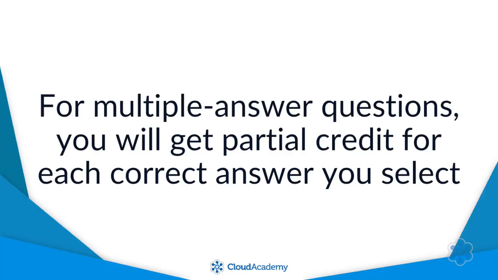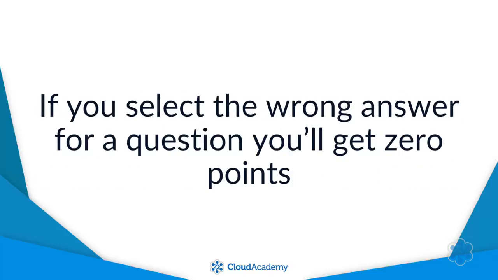The questions will be a combination of multiple choice, multiple response, and true-false questions. For multiple answer questions, you will get partial credit for each correct answer you select. For example, if a question has 2 correct answers, you'll receive half of a point if you only select one of the correct answers. So, if you select the wrong answer for a question, you'll get 0 points. That means you're not going to be penalized for the incorrect answers, which is a good thing.